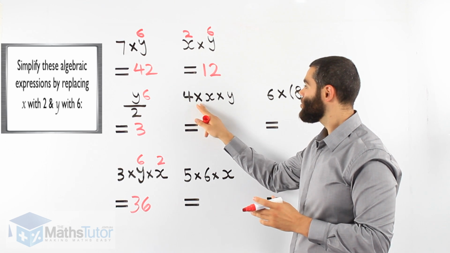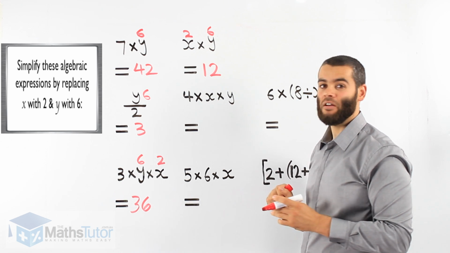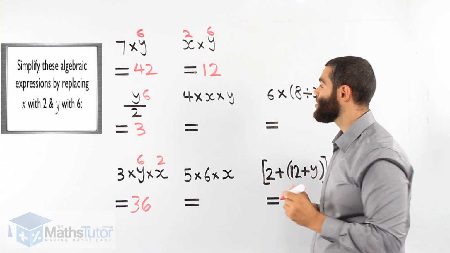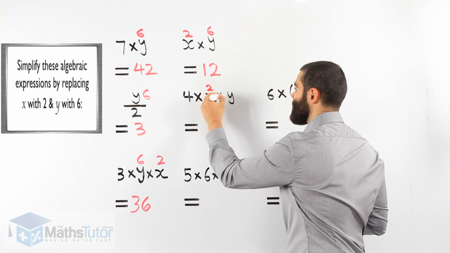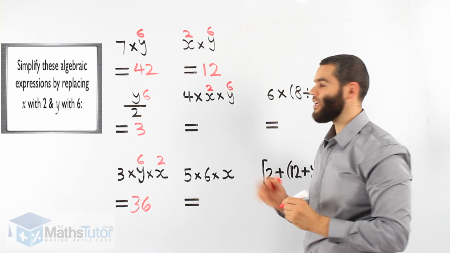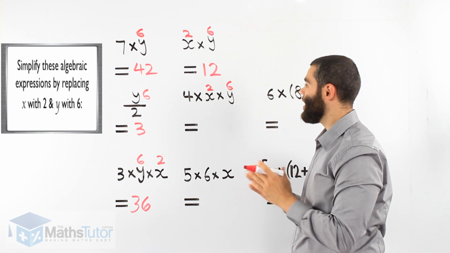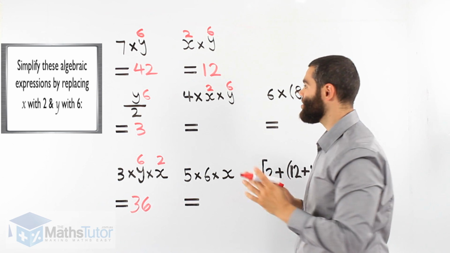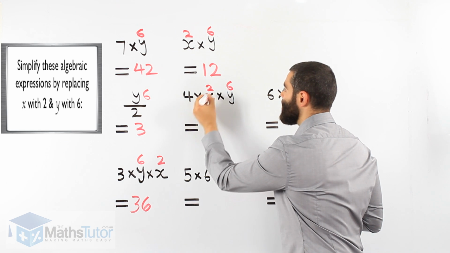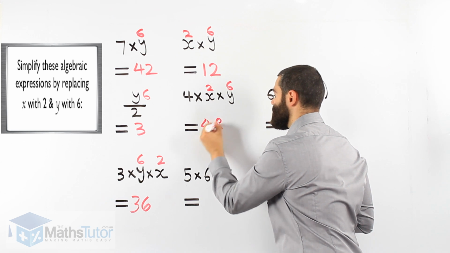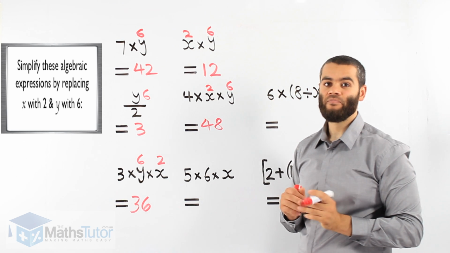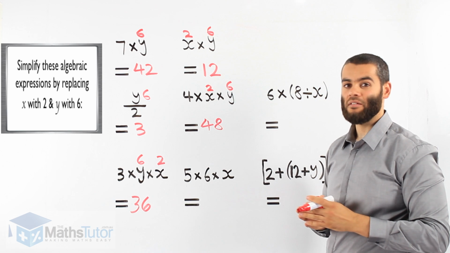Here, 4 times x times y. We know x is 2 and y is 6. That's what the question is saying, that x equals 2 and y equals 6. Now we can solve it. 4 times 2 is 8. 8 times 6, 48.